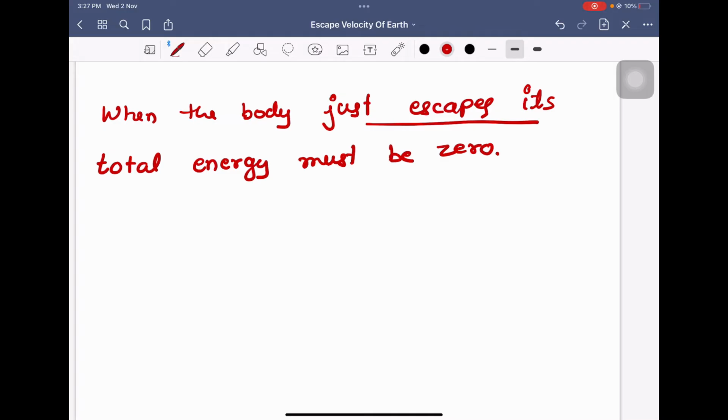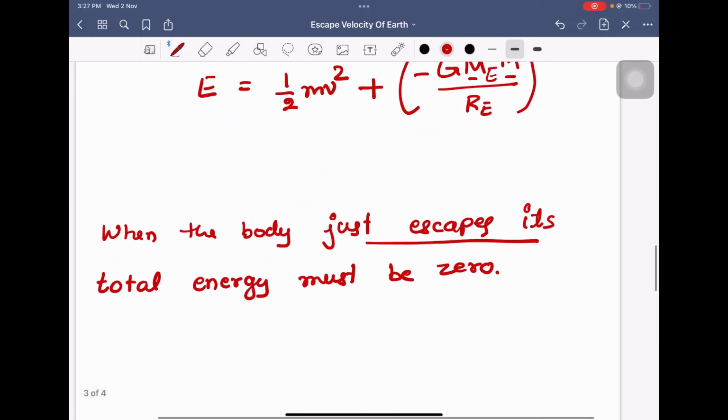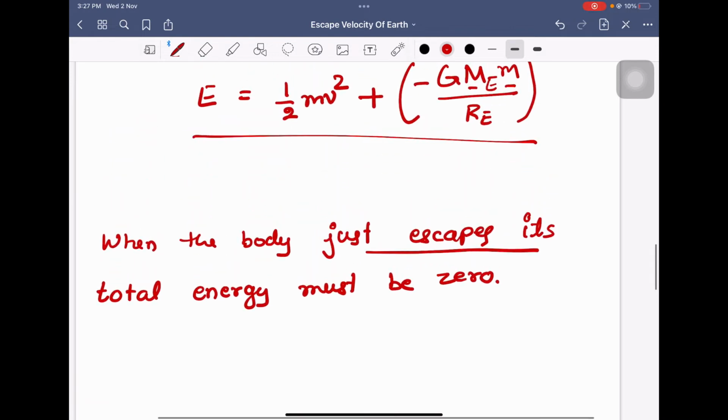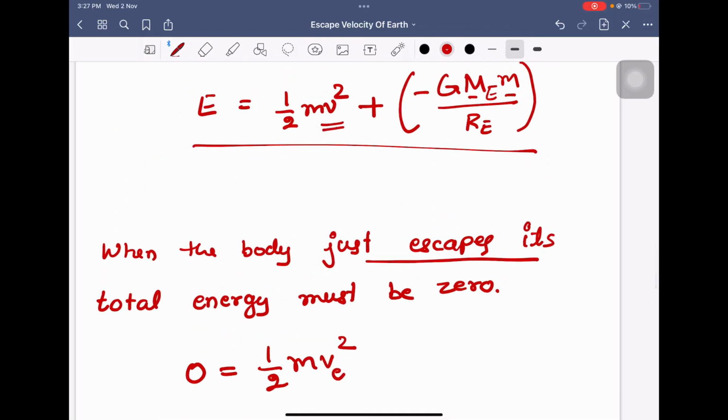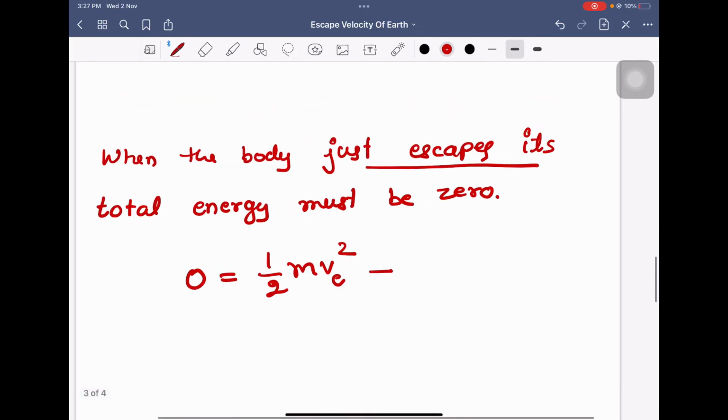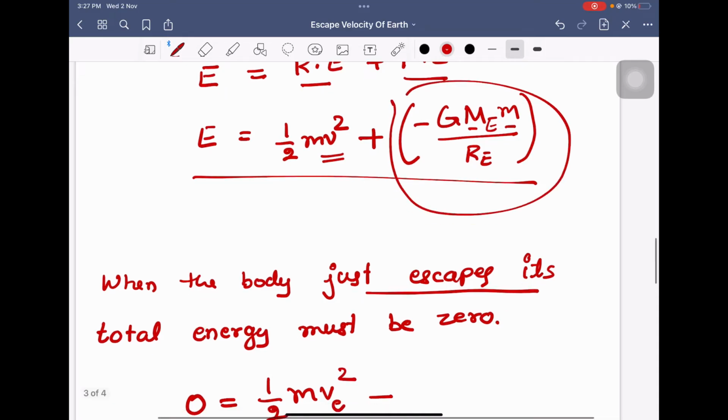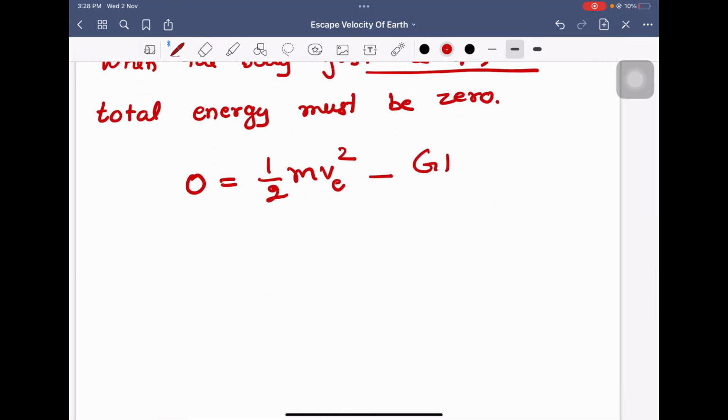But what is escape velocity? Escape velocity is the minimum velocity with which you have to throw so that the body escapes the Earth's surface. So therefore total energy must be 0. So in the above equation, 0 equals half m Ve squared, because when the body escapes, its velocity will be the escape velocity, minus GMm divided by Re. We will simplify this.